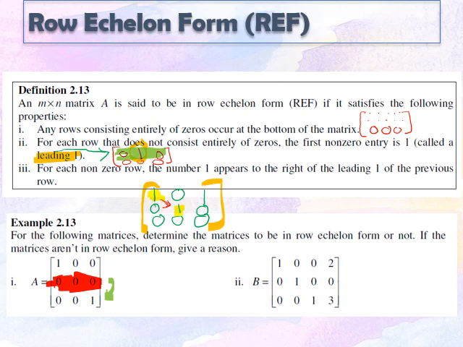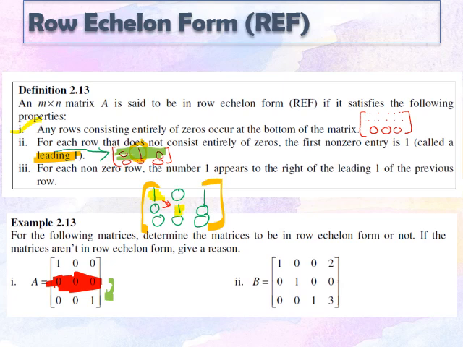Is there any row of all zeros? No, right? So we skip it. If there are any, it must appear at the bottom. If there are no all 0 rows, we can omit the property.